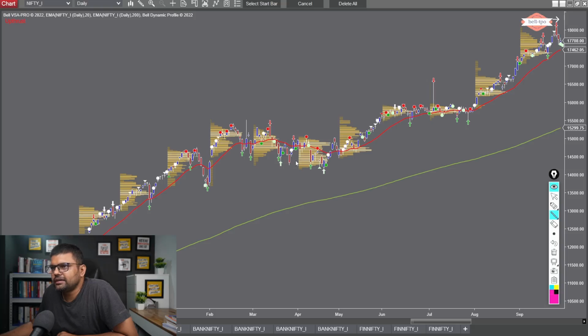All right. Again, let us verify this. Let us verify quickly. Market is moving higher. Market is making higher value areas.